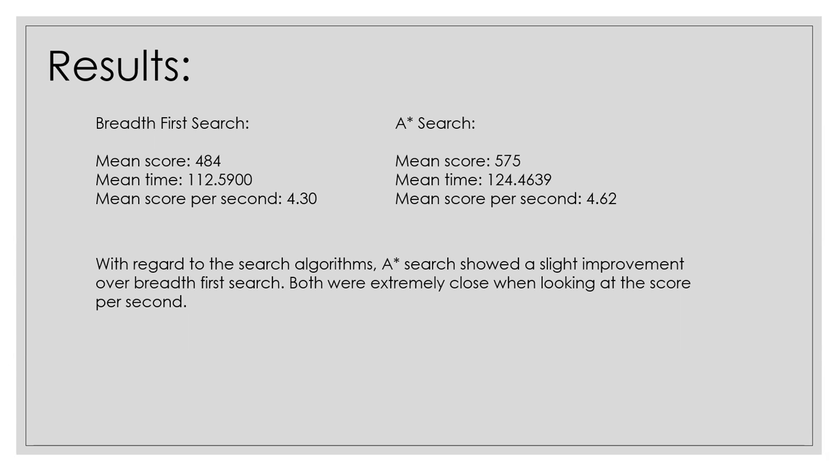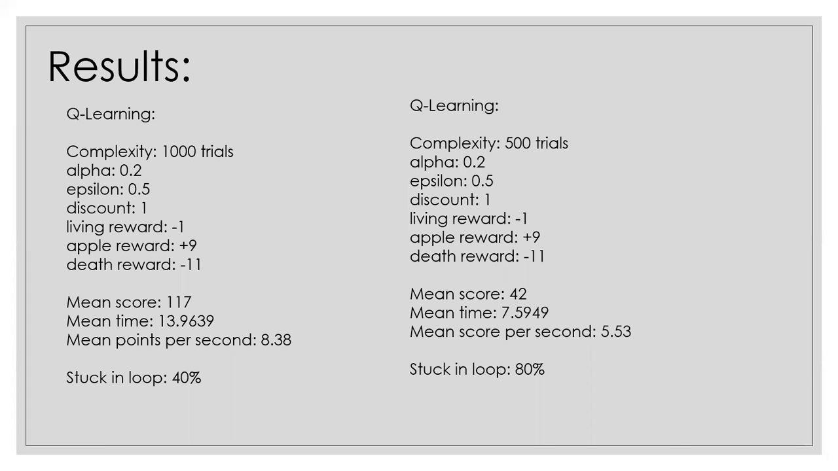A star showed a slight improvement over breadth first search, but in terms of the ratio of score to time, they are very similar when trying to find results in the game of Snake. As for results of Q-learning, I have a variety of different results. So the next few slides are just some results from the Q-learning algorithms.